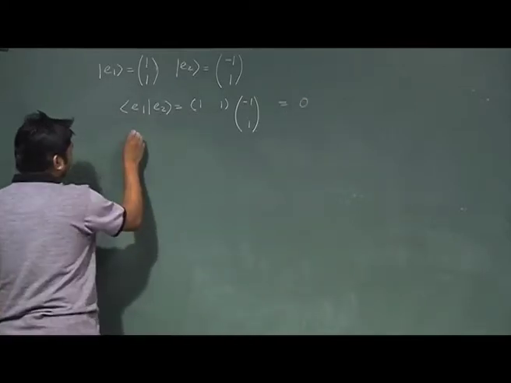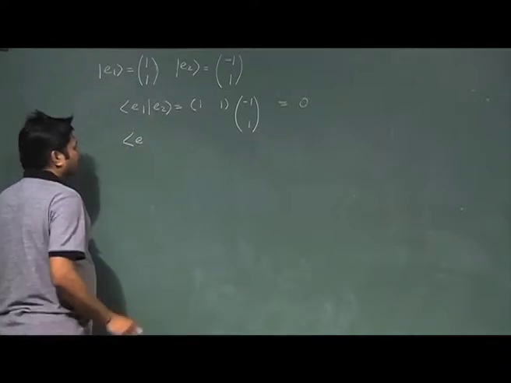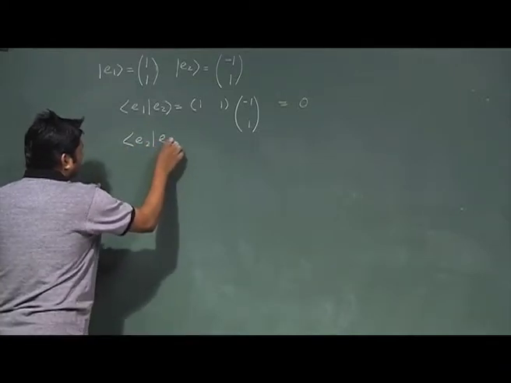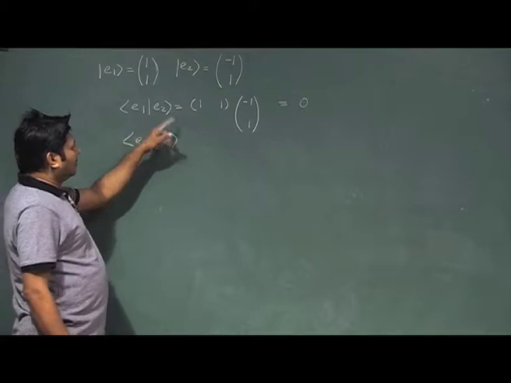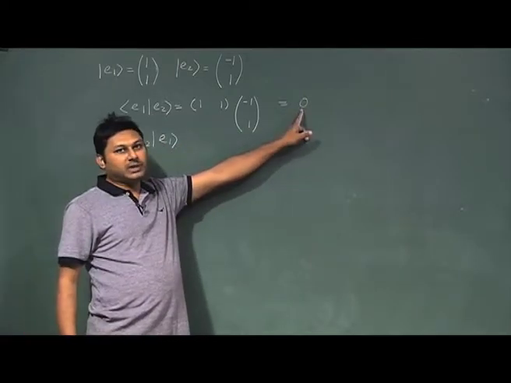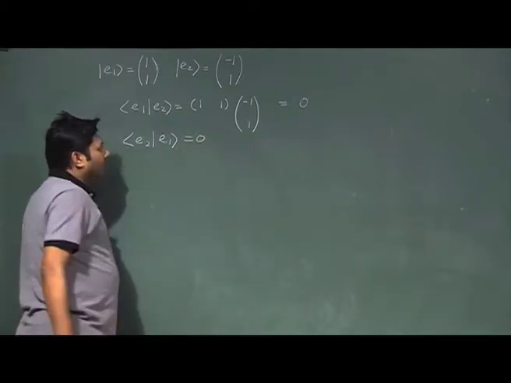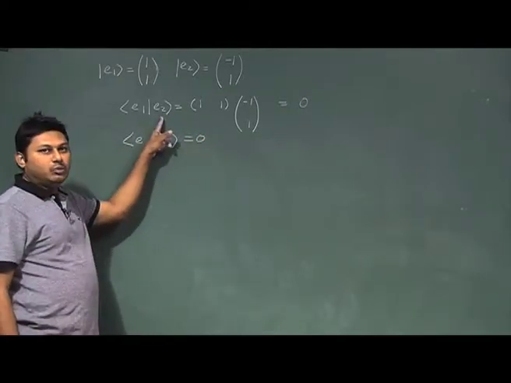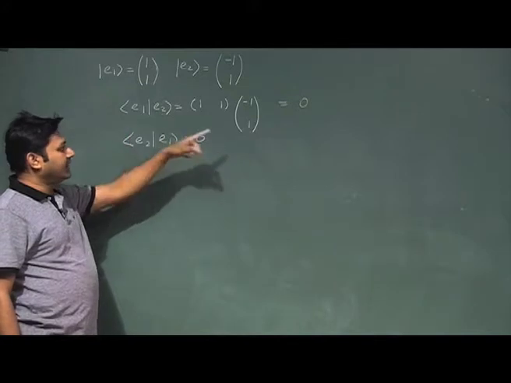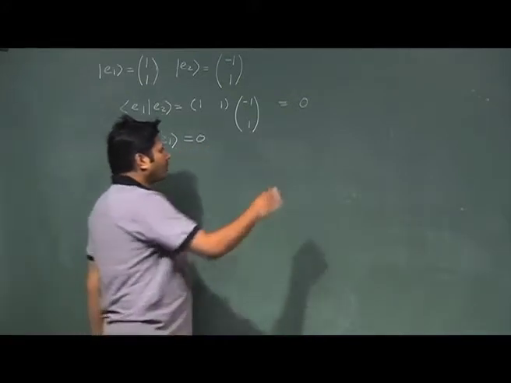I need to check the other way around, E2 E1. So E2 E1 is whatever value I have, the complex conjugate of that. Here I have 0, so I do not need to calculate, I can safely say this is 0. When I make an inner product of two vectors E1 and E2, I get the result 0. That means they are orthogonal to each other.